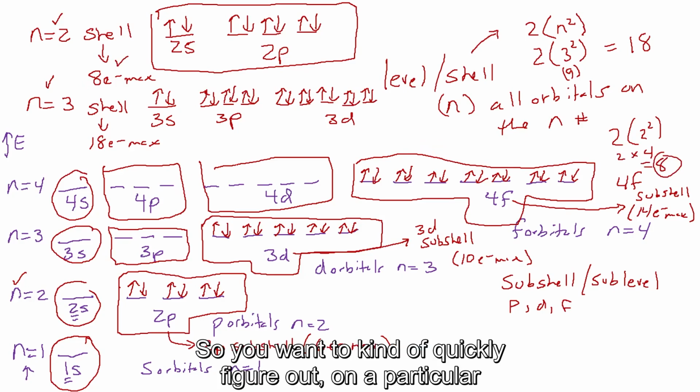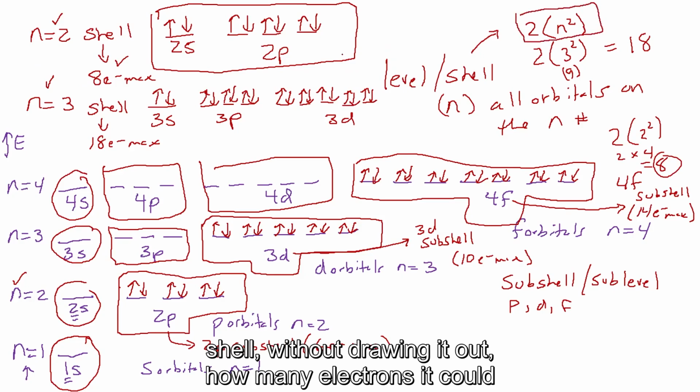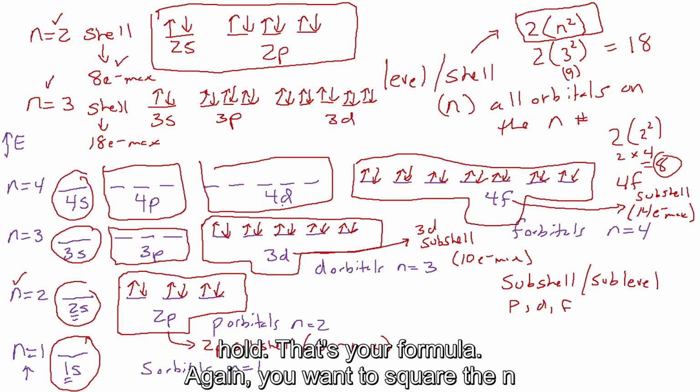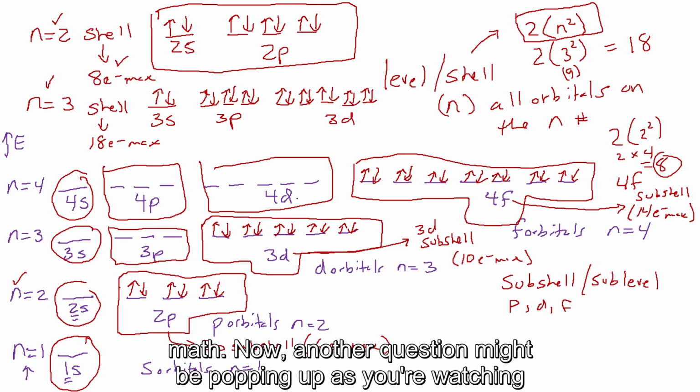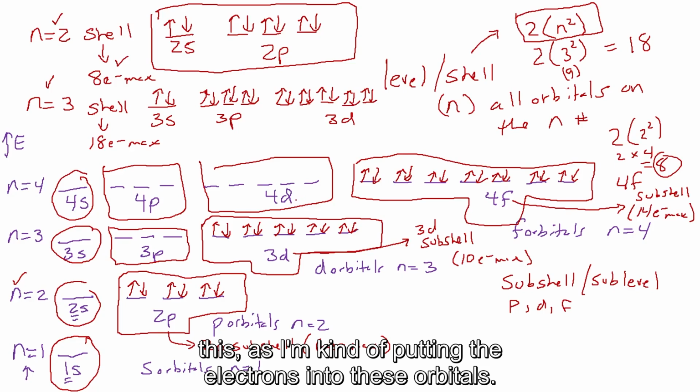So if you want to quickly figure out on a particular shell, without drawing it out, how many electrons it could hold, that's your formula. Again, you want to square the n number first and then times it by 2 so that you get the right math. Now, another question might be popping up as you're watching this, as I'm putting the electrons into these orbitals.